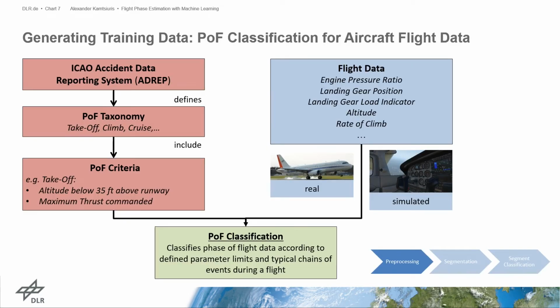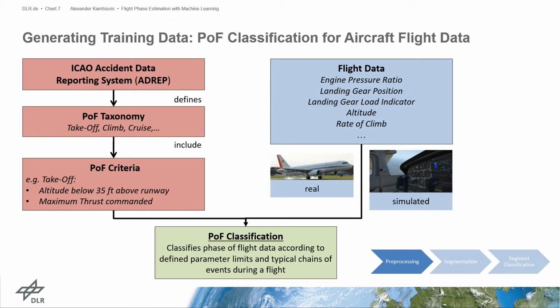In order to automatically generate sufficiently sized training datasets with a satisfactory variety of trajectories, different flight data sources are considered. This flight data typically consists of different parameters such as various landing gear indicators, engine power parameters, and other operational parameters like altitude or rate of climb.